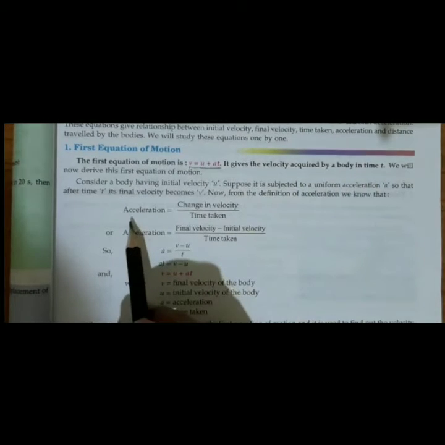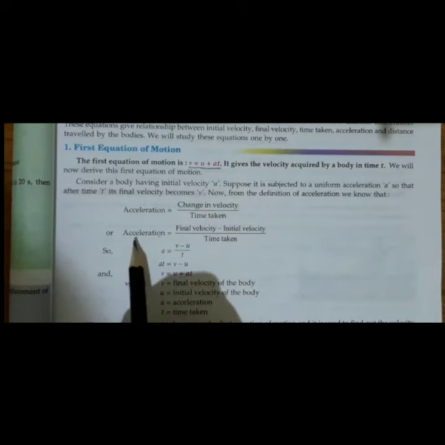So in equation form, we can write acceleration is equal to change in velocity divided by time taken, or acceleration is equal to final velocity minus initial velocity, which represents the change in velocity, divided by time taken. By notation, a = (v - u)/t, that is at = v - u. So v = u + at.